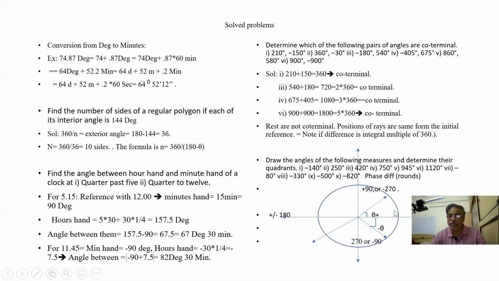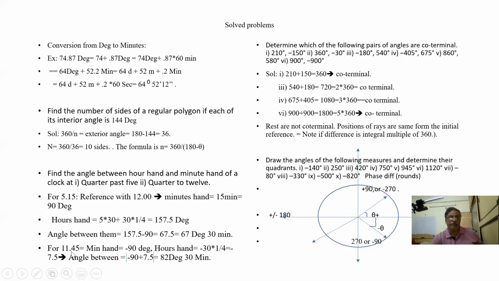This is a clock, let us say total is 360 degrees. Each 5 minutes is 30 degrees. So 30 into 1/4. The hour hand has moved up to 1/4 of the distance between these two. So there is 157.5 degrees. What is between them? If you subtract 90, you'll get 67 degree 30 minutes. 0.5 means 30 minutes. So that way we can find the angle between the hour hand and minute hand.